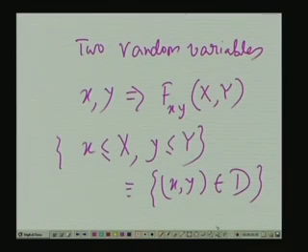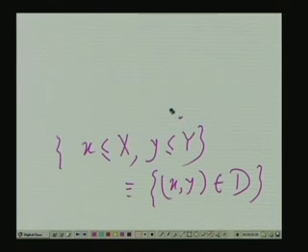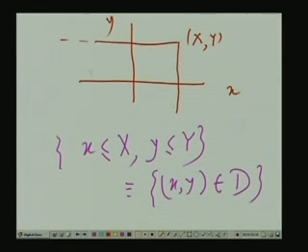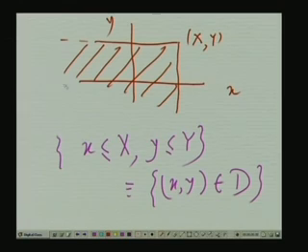What is that region? Suppose this is the xy plane, and this point is your capital X, capital Y. Then if you draw this line, this area is D. Obviously, within this area, both these conditions are jointly satisfied: x less than or equal to capital X, y less than or equal to capital Y.